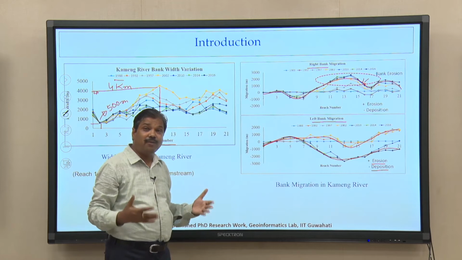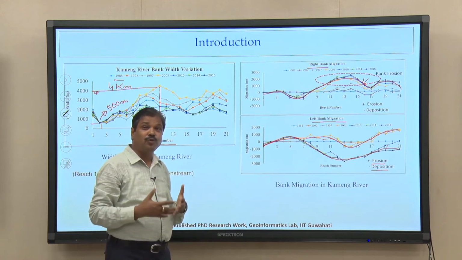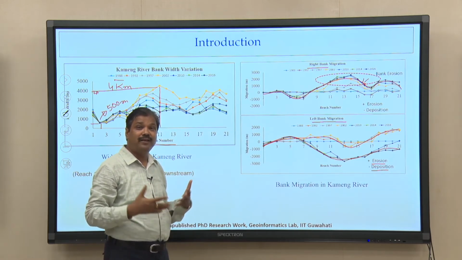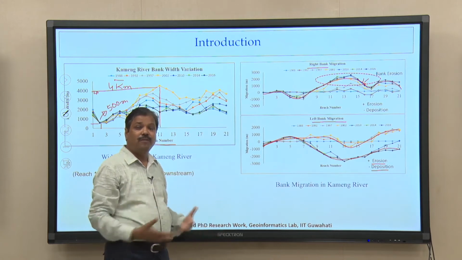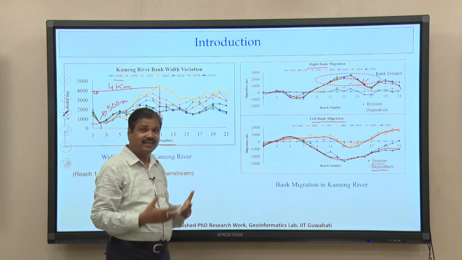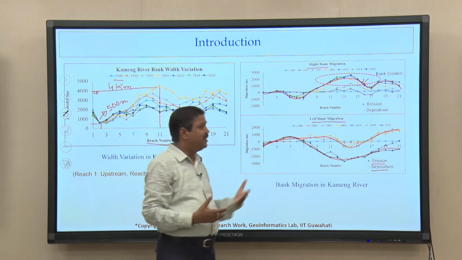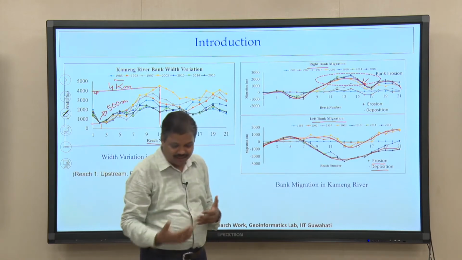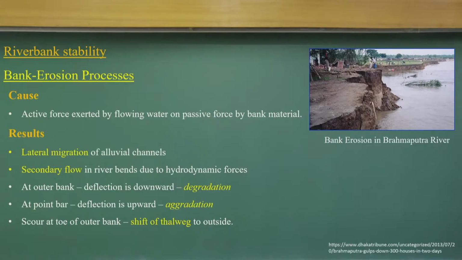Can we protect the river banks from this type of dynamic river bank erosion process? It's really a big technical challenge, but our knowledge can help us make the river bank appropriate. If you talk about the bank erosion process, how does it happen?